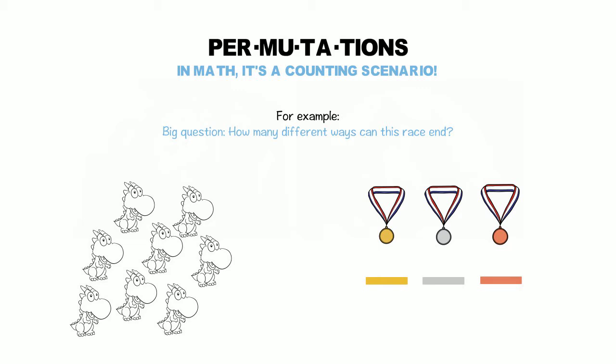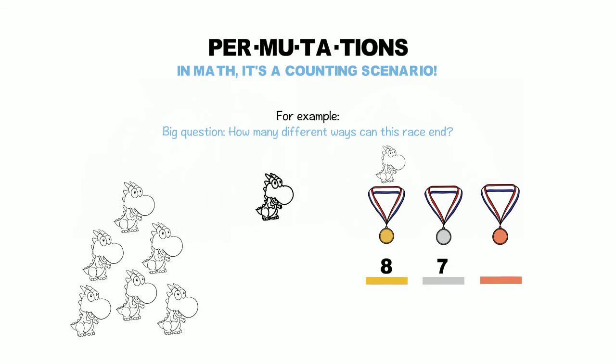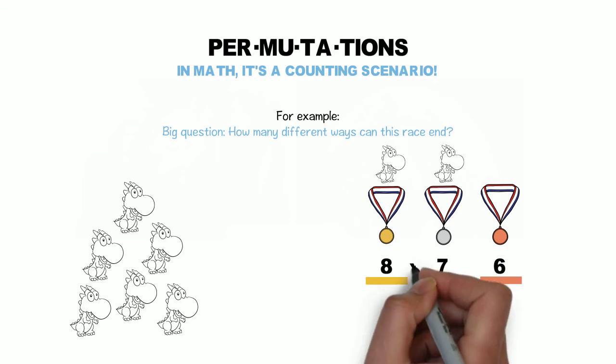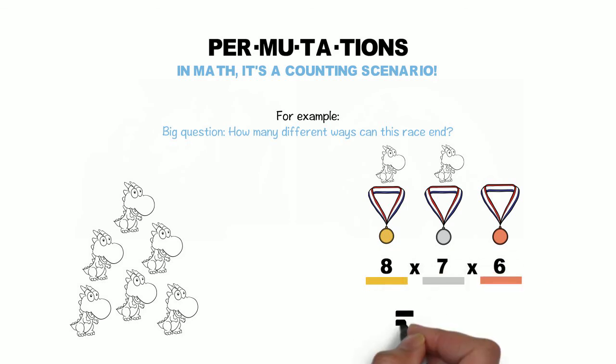If we're going to put a number down for the gold medal dash, it's going to be an 8. We have 8 dinosaurs, so 8 options for who can win the gold. But guys, by the time we get to the silver dash, here's what happens. We've already picked a dino to win the gold, and that means we only have 7 dinos left to possibly win the silver. And the same deal for bronze. We've already picked a gold and a silver, so we only have 6 options left for bronze. Multiply 8 times 7 times 6, and that's how many ways the race can pan out.